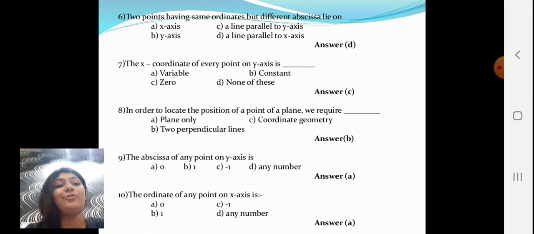So this was the introductory video about chapter 3. In the next part you will find how to plot the graph and the coordinates in the given quadrant. I hope you have understood so far.